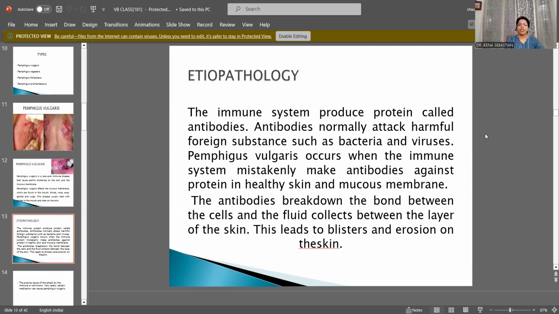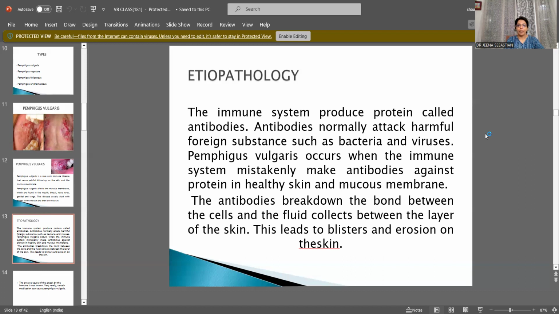So, what is the main etiology of pemphigus? That is the immune system. The immune system usually produces proteins called antibodies. The antibodies normally attack harmful foreign substances such as bacteria and viruses. Pemphigus vulgaris occurs when the immune system mistakenly makes antibodies against proteins in healthy skin and mucous membrane.